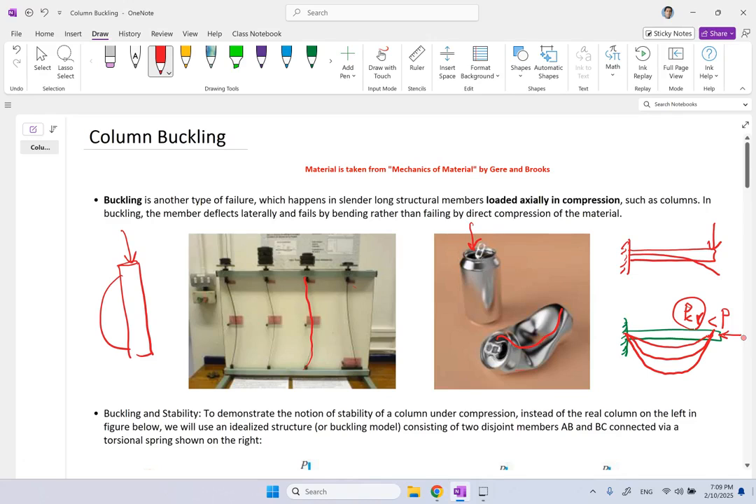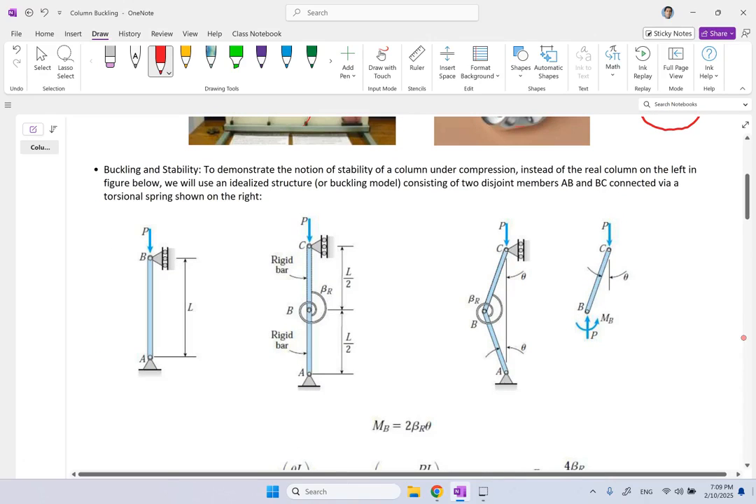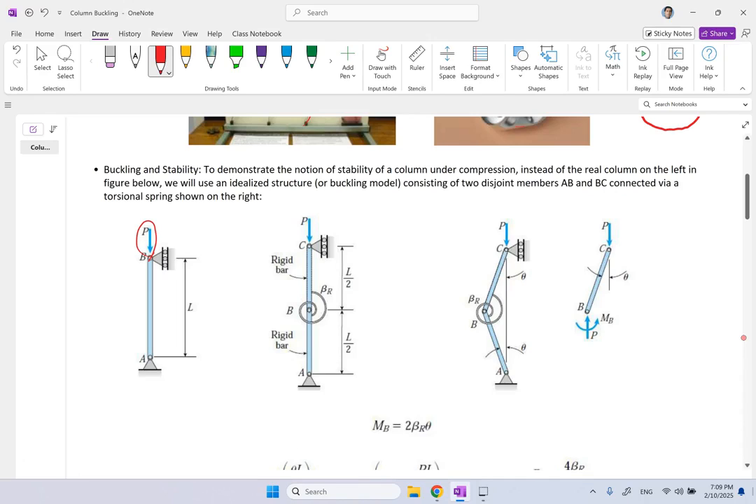So let's look at this. First, we want to talk about this stability issue that I just mentioned. Here is the beam that we want to study. There is a pin here and a roller there, and this P here is the compression load that is going to make the system buckle. Now, instead of studying this first, just to show the notion of stability, we assume that this column is made of two pieces, piece AB and piece BC, and these two are connected with a pin, and at the pin we have this torsional spring with constant beta R.